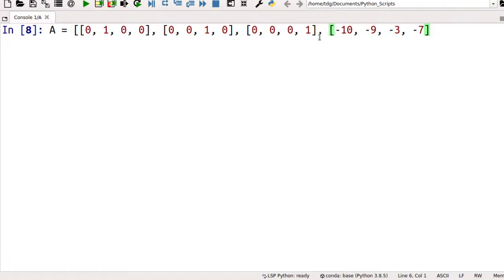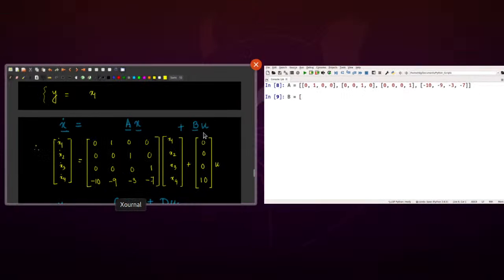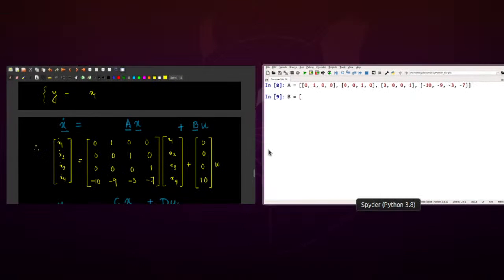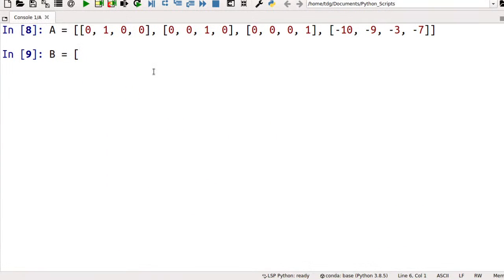And again, it is going to do it numerically, employing certain numerical methods. I have the A matrix inserted. Matrix B is going to be 0 0 0 10, but in the transpose form. So it's going to be a vertical one, right? 0 0 0 10.